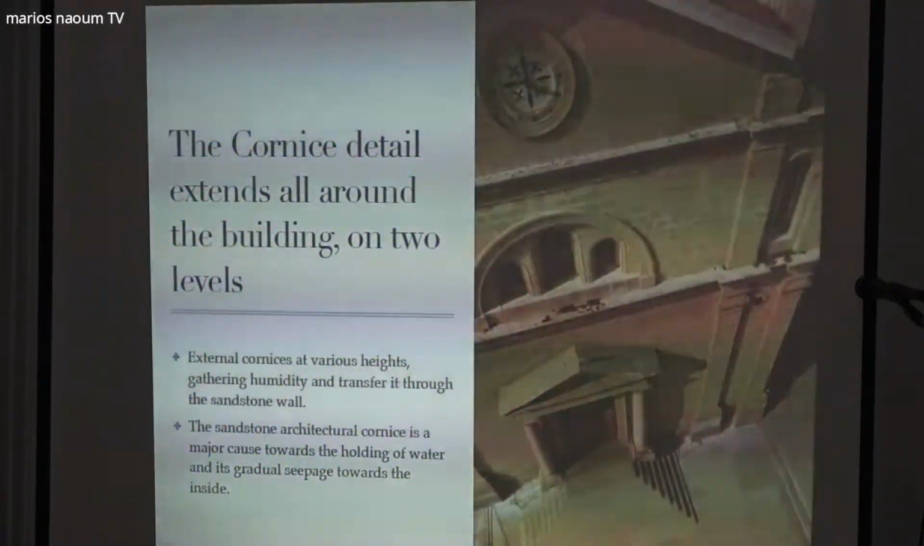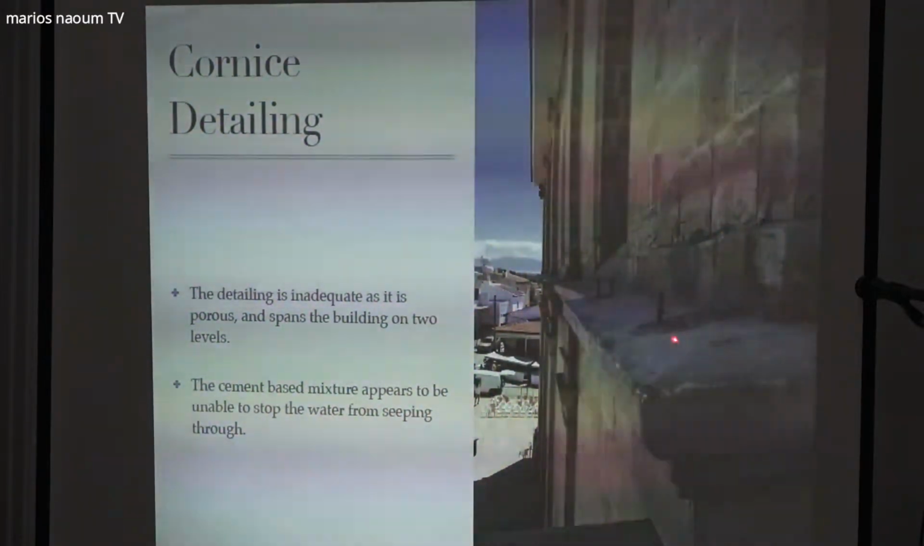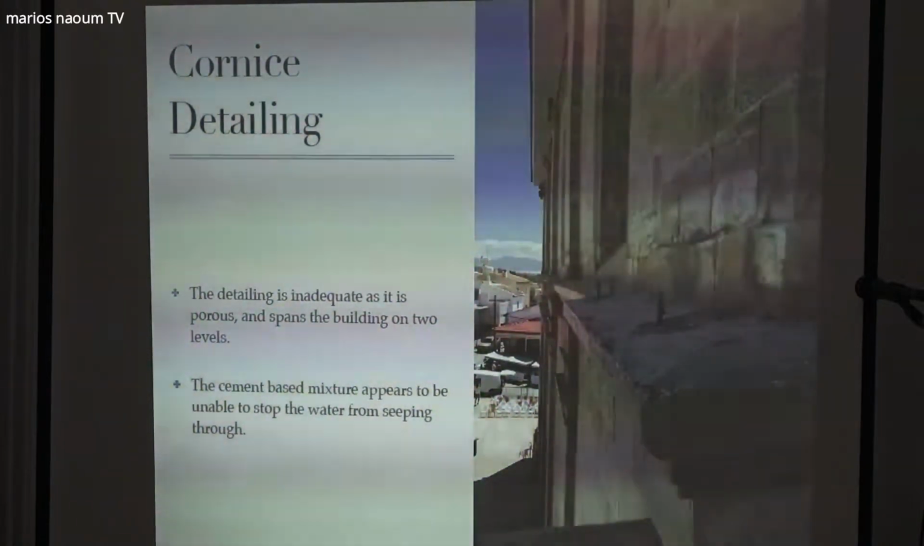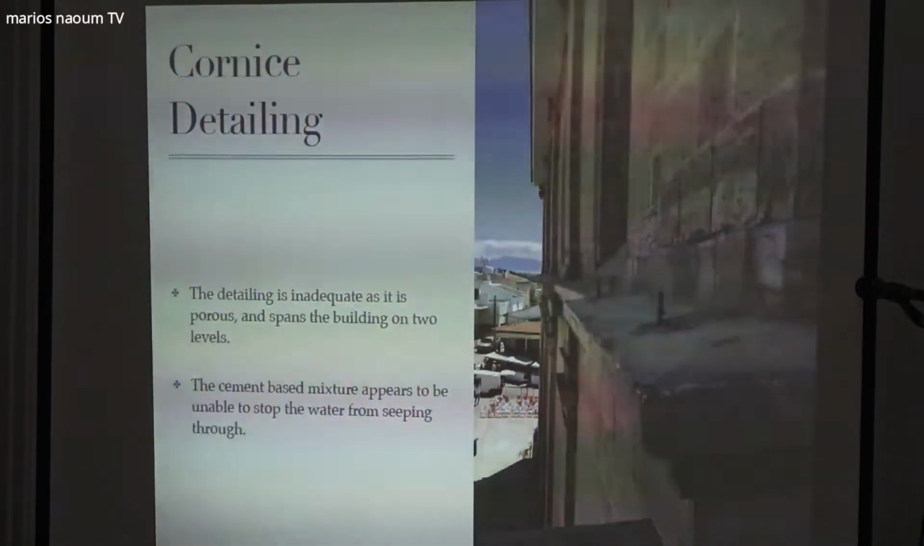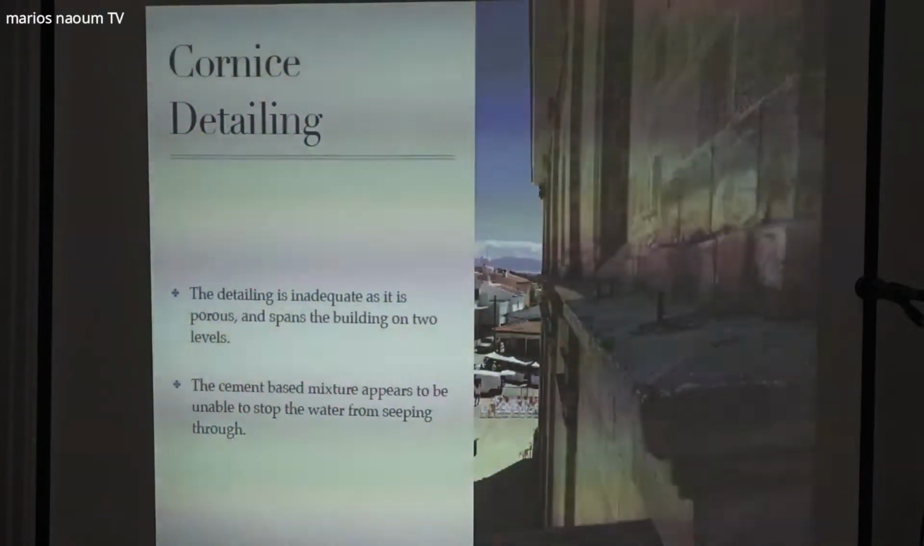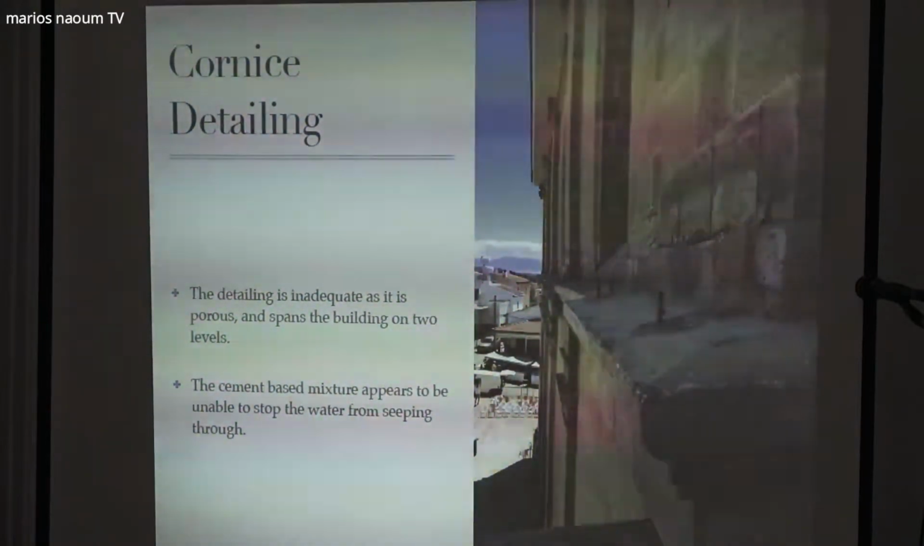Transfer some of it on the inside. There used to be detailing here, which has been removed. The purpose of which was to not allow the water to go through the stone. And the cement mixture that is there is not working very well.